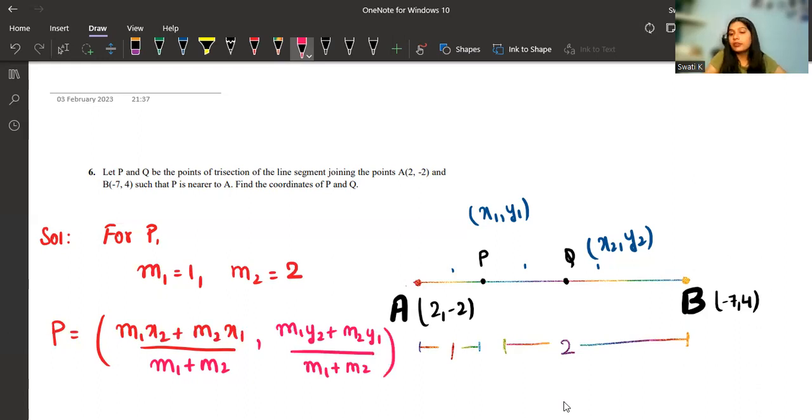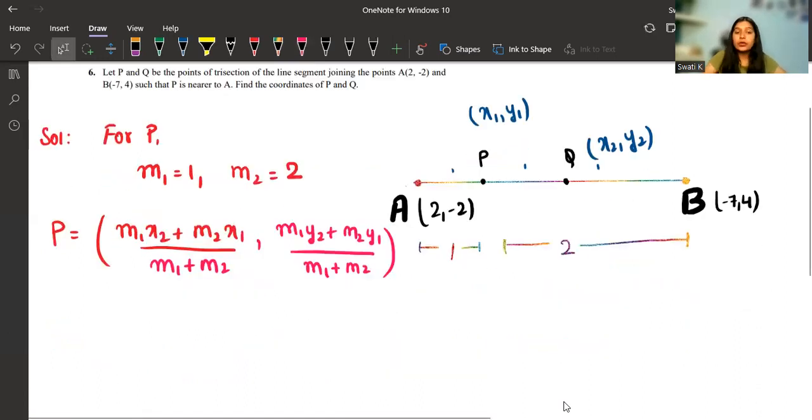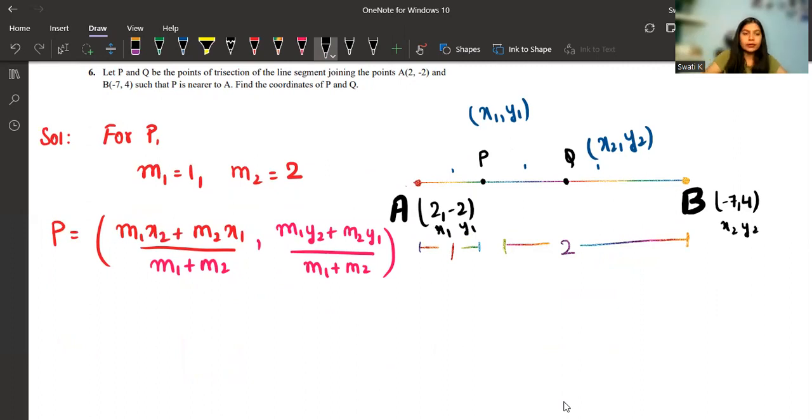Okay, this is the formula that we are going to use. So here, what is X1, X2 and what is Y1, Y2? Of course, here this one is X1. Okay, I'm writing here, and this one is Y1. This one is X2 and this one is Y2. So let's use the formula.